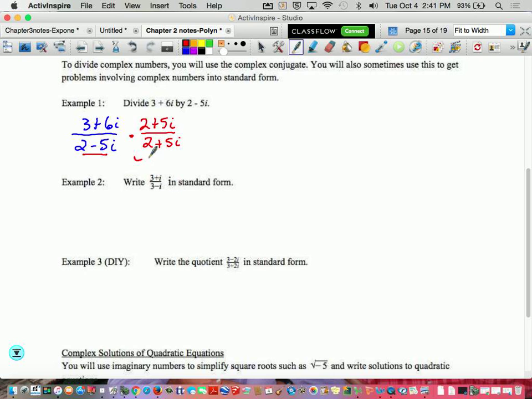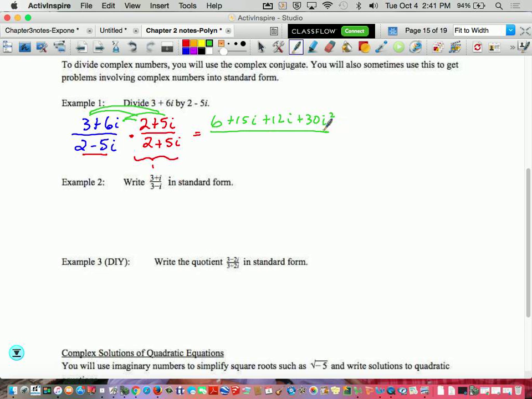So remember, all that is equal to 1. That's a sneaky form of 1. So when you multiply by 1, nothing happens. You don't change it. We're going to change the way it looks, but not the value. So on the top, you have to do a full-on FOIL. 3 times 2 is 6. 3 times 5i is 15i. And then 6 times 2 is 12i. And 6 times 5 is 30i squared.